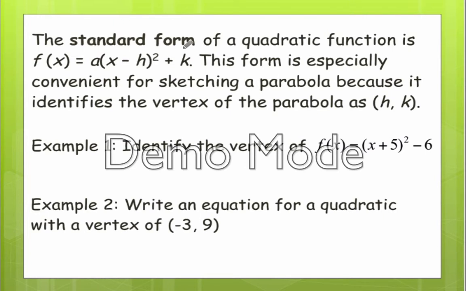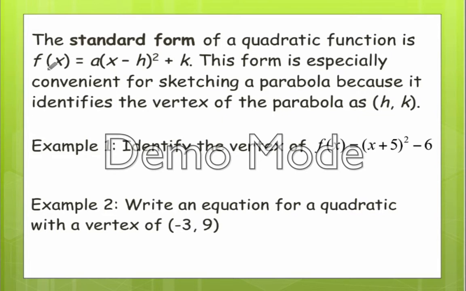Now, we have vertex form. Vertex form is really nice because we can look at it and pick out some key information. So it's just another way to write the quadratic equation. It's still the same equation, just written in a different way.